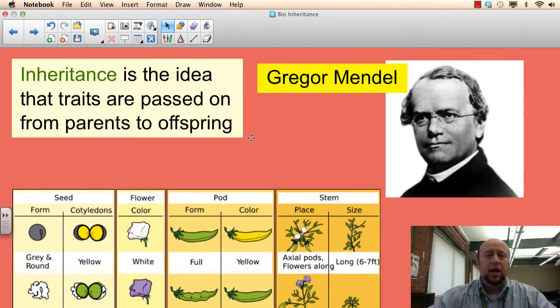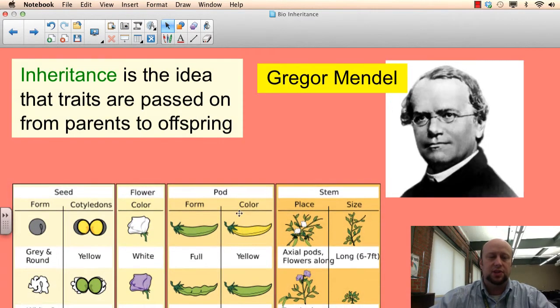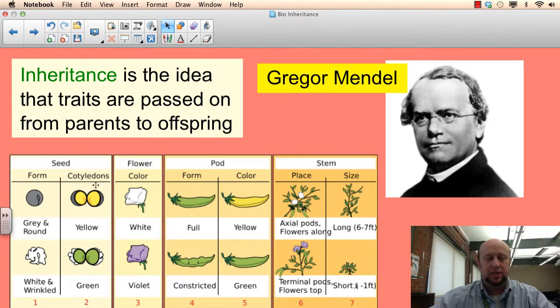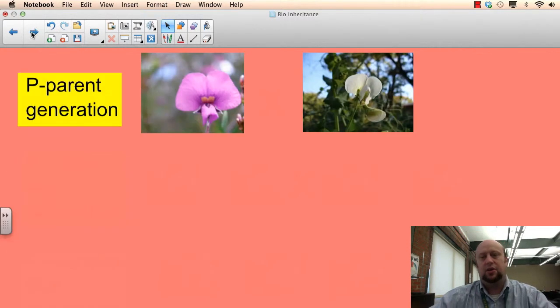So inheritance is the idea that traits are passed from the parents to their offspring. And so Mendel discovers this by investigating pea plants. And so there's 7 things that he checks out for them. So he checks out the colors of the seeds, he checks out whether the seeds are round or wrinkled, the flower color, what the pod looks like, how tall the stems are, all of these things. These are traits that Mendel is going to test a lot.